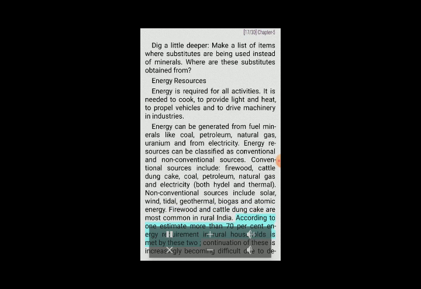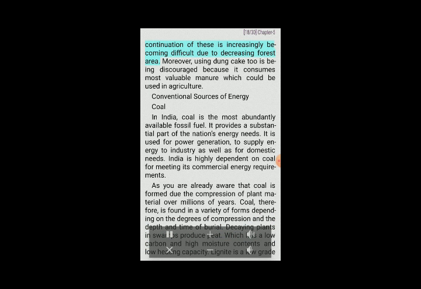Firewood and cattle dung cake are most common in rural India. According to one estimate, more than 70% energy requirement in rural households is met by these two. Continuation of these is increasingly becoming difficult due to decreasing forest area. Moreover, using dung cake too is being discouraged because it consumes most valuable manure which could be used in agriculture.